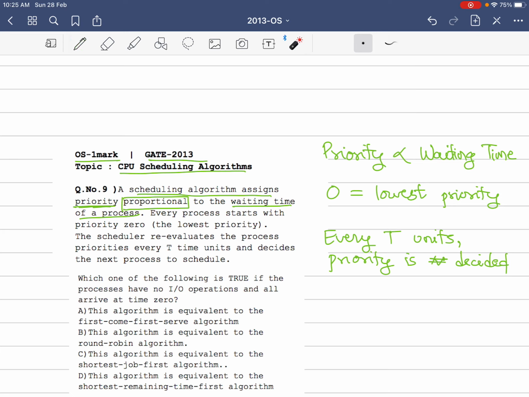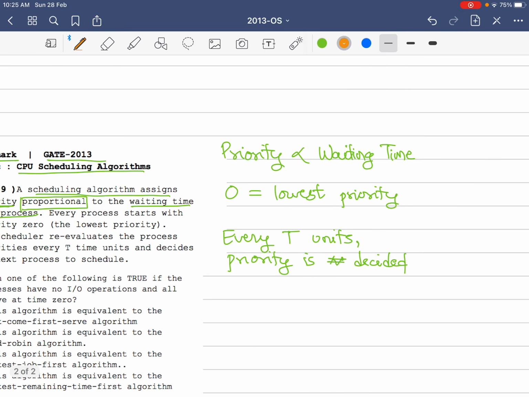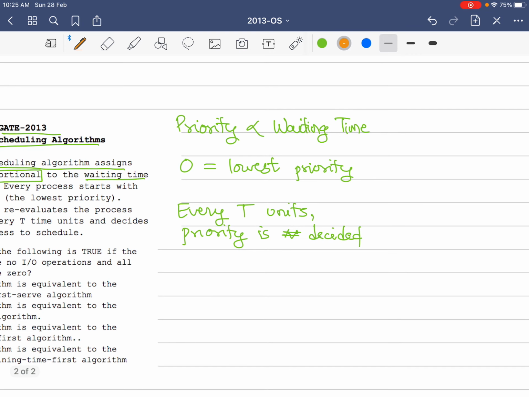Now, which one of the following is true if the processes have no IO operations and all arrive at time 0? Option A reads the algorithm is equivalent to FCFS, B: this algorithm is equivalent to round robin, C: equivalent to SJF, shortest job first, and D: equivalent to shortest remaining time first algorithm. So what we are going to do now is take an example and try to run this algorithm.